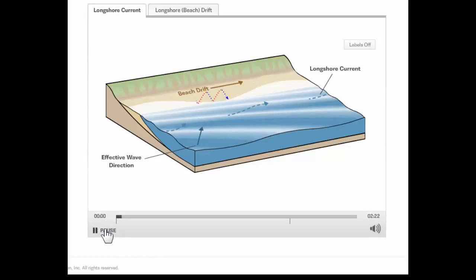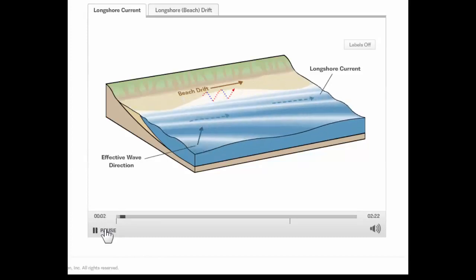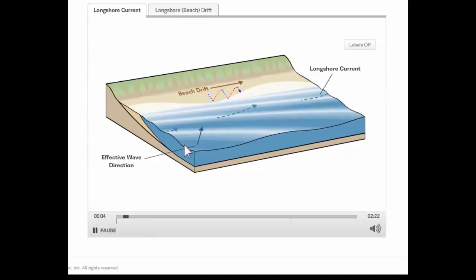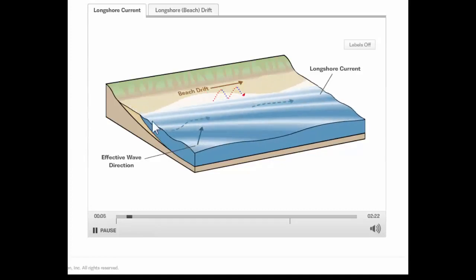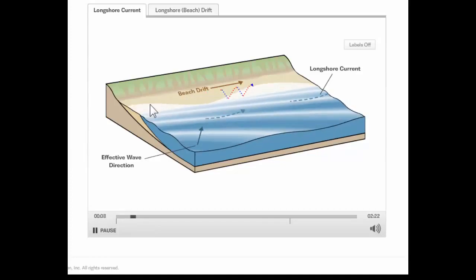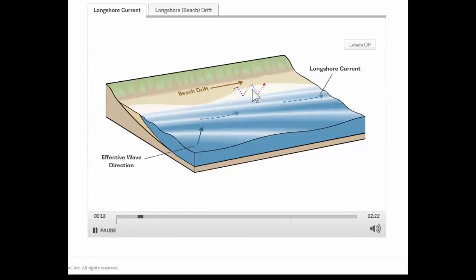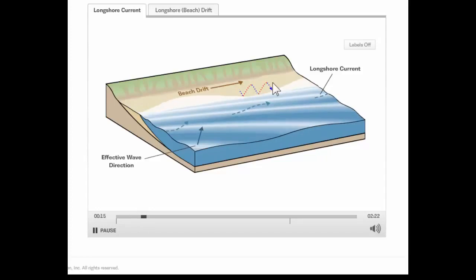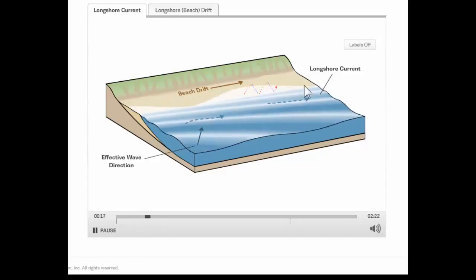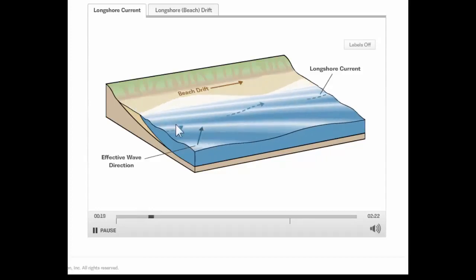You can see here the waves approaching the beach at an angle, and as they hit the beach at an angle, they sweep up the beach at an angle and then wash back down, up the beach at an angle and then wash back down. And the result is that the sand moves in a series of zigzaggy arcs along the beach in the direction that the waves are going. This is called longshore drift or longshore transport.